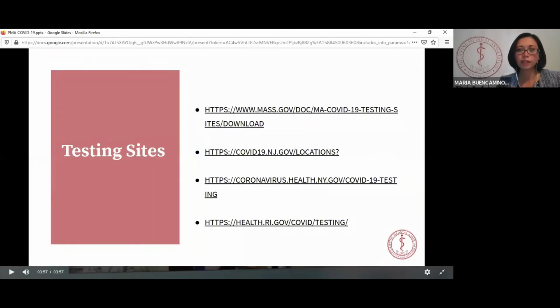So this is just a list of testing sites in the different states. So if you're interested to know where are the testing sites in your state, I would recommend to go to your state's Department of Public Health's website. Next slide.